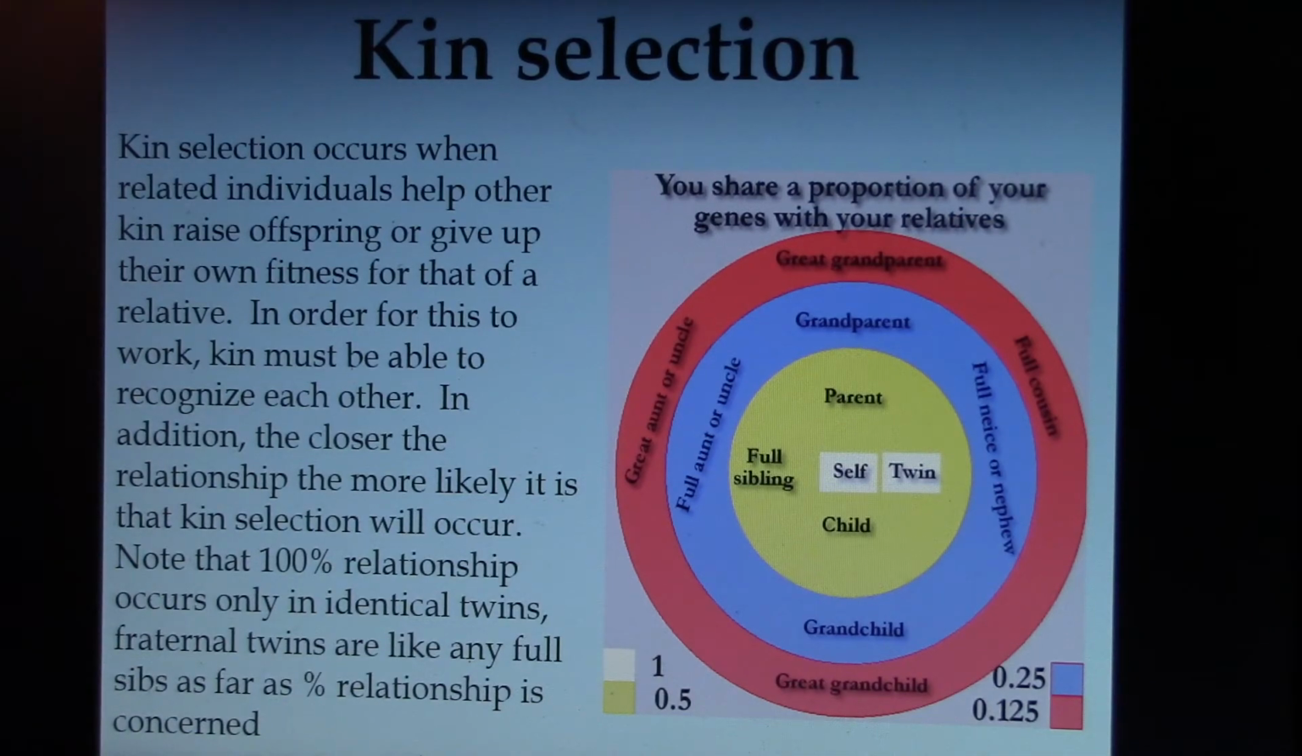But again, you have to be able to recognize kin for this to work. And I did put here that because it's showing 100% relationship with a twin, that is only with an identical twin, not a fraternal twin. A fraternal twin has the same relationship as any other full sibling.